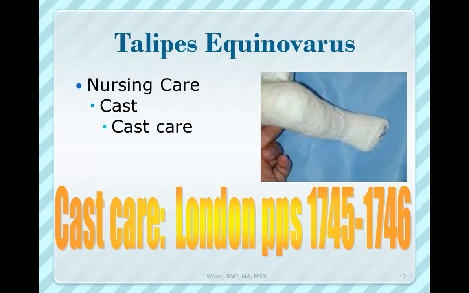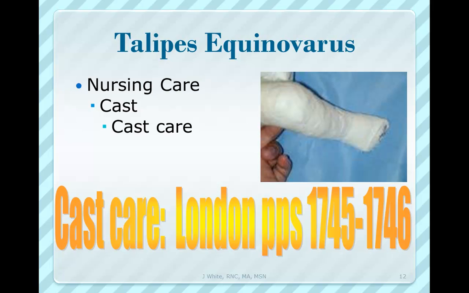You want to be careful about objects being put underneath the cast. Sometimes older children will take a coat hanger and dig under the cast to scratch. This is not recommended because it can cause the padding to puddle up and create a vascular injury. Also, watch younger children for putting toys and other objects under the cast. You will see that happen sometimes, and that also creates skin breakdown and vascular issues.